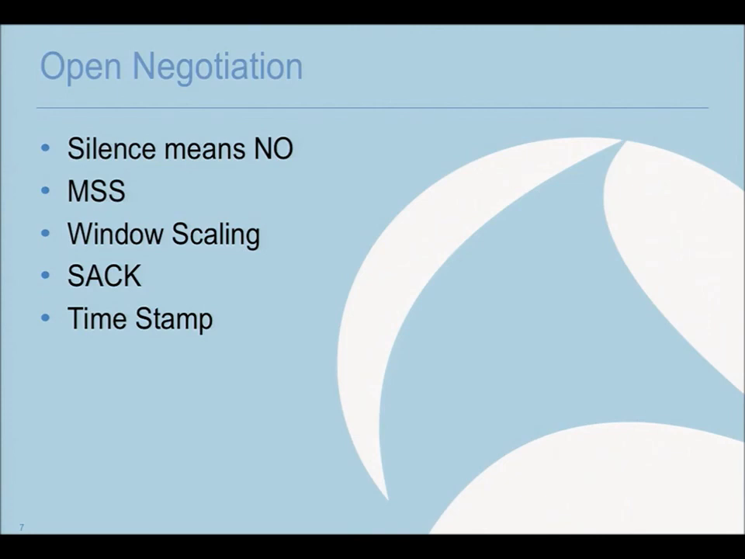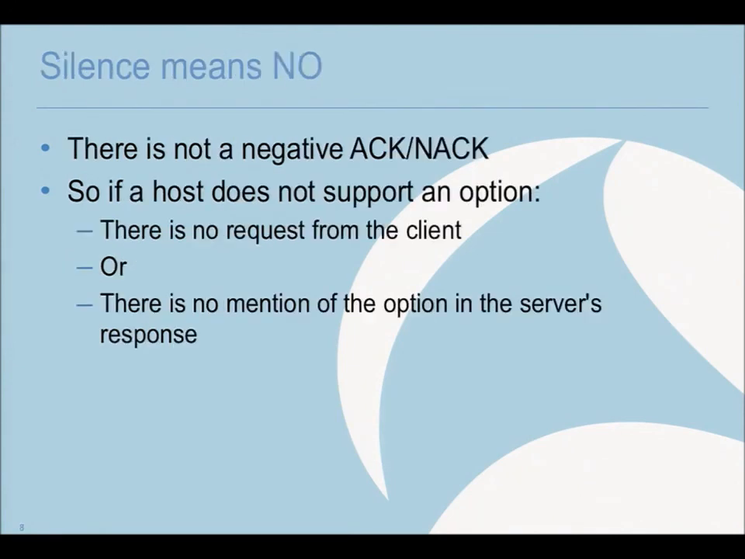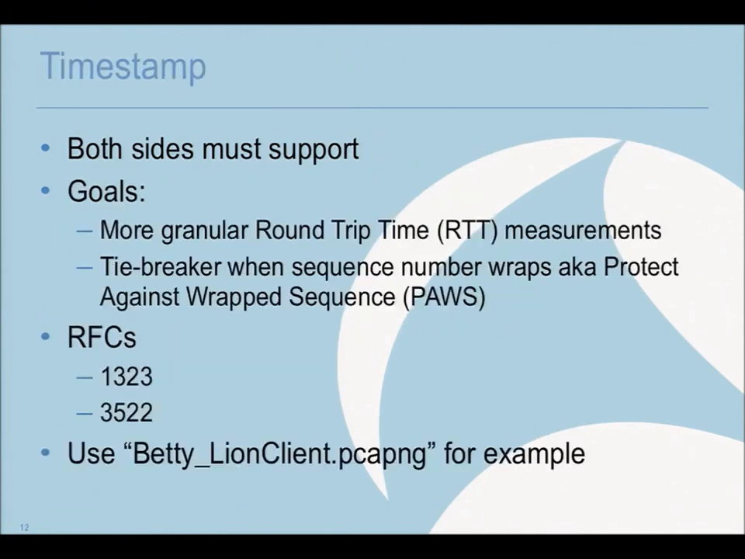Now, the last one is the timestamping. This one is not necessarily on by default, so it may be in your trace, it might not. Same thing, both sides have to support it, all right? Your goal is more granular round-trip time measurements, so instead of calculating that round-trip time per window or per window size, as you brought up, Paul, let's go ahead and calculate it per frame.